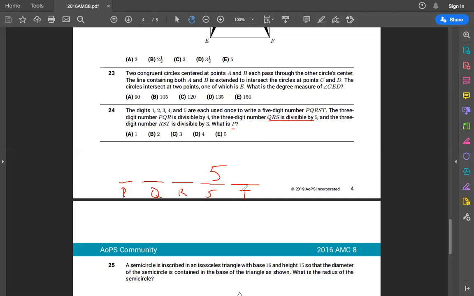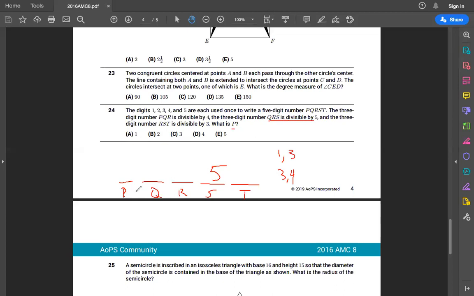And for RST to be divisible by 3, we know that the sum of the digits in this number has to be divisible by 3. So the sum of the digits could be 3, 6, obviously not possible here. Could be 9, we could get that using a 1 and a 3. Could also be 12, we get that by using a 3 and a 4. So it's not immediately clear which.